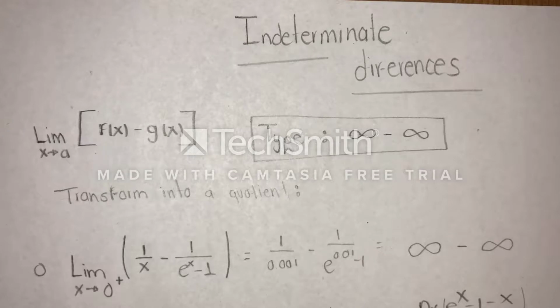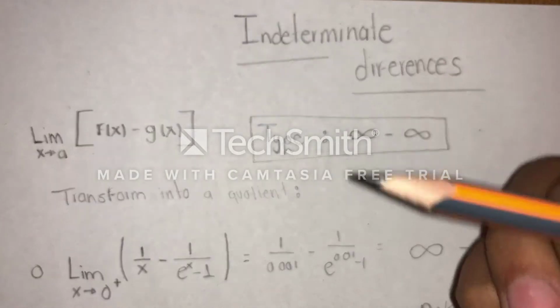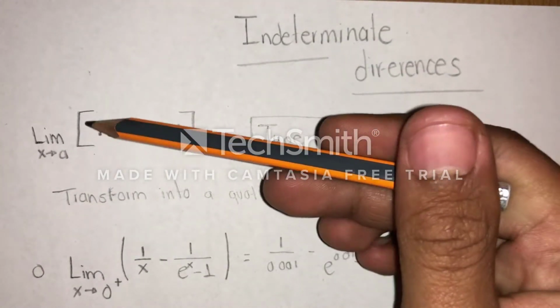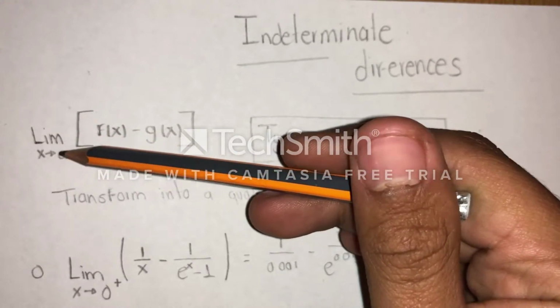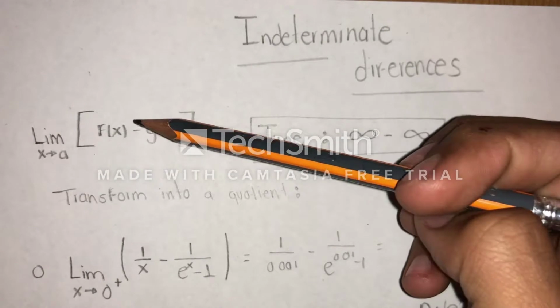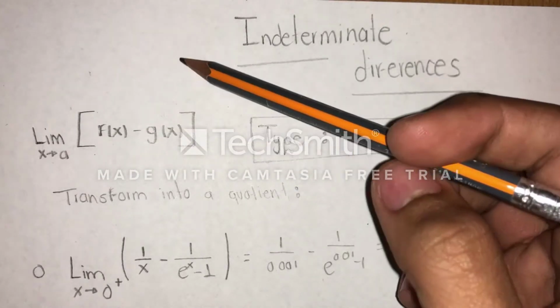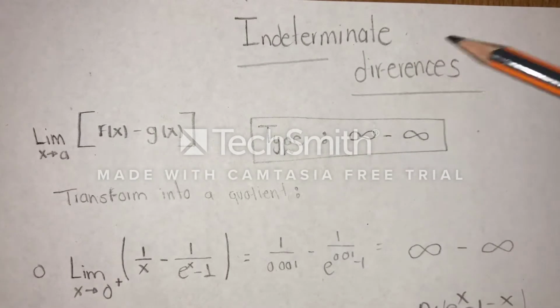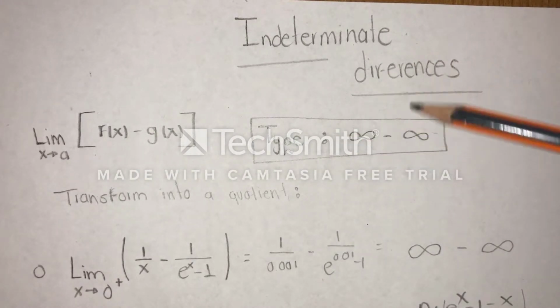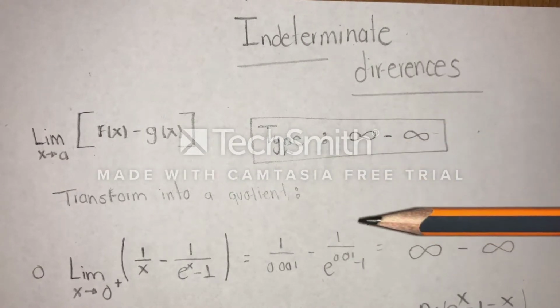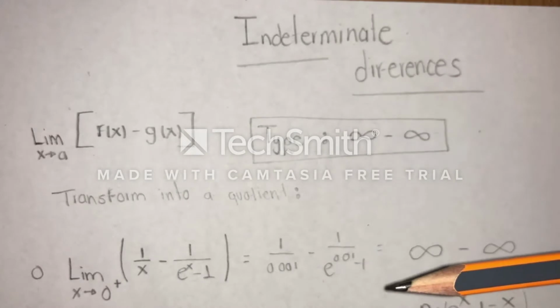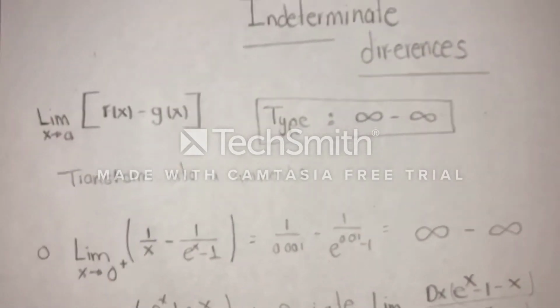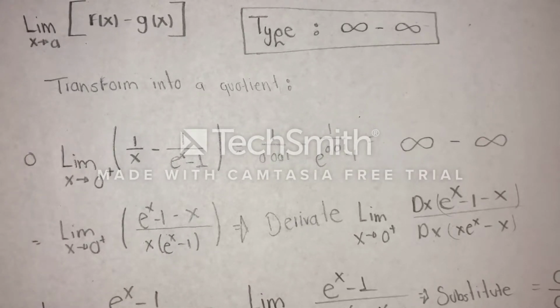Well, the second type of indeterminate forms is indeterminate differences. And as its name says, an indeterminate difference takes place when we evaluate the limit, as x approaches a, of a difference of functions, in this case f of x minus g of x. When we evaluate the limit, when we substitute a, we might get infinity minus infinity. So when we get this result, we have to transform this difference into an appropriate quotient, in which we can apply L'Hopital's rule.